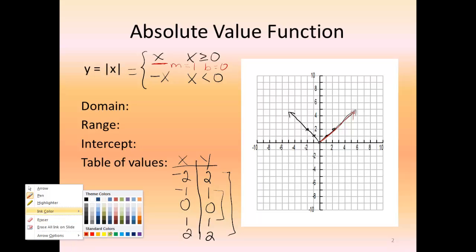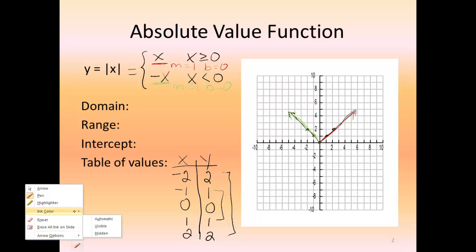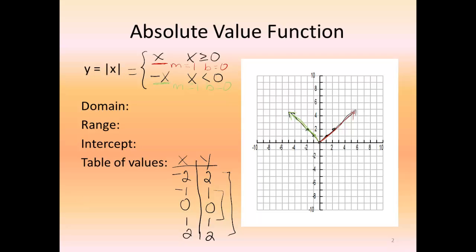In the same manner, I can take y equals -x, which is a line with a slope of -1 and a y-intercept of 0, and that's this left-hand side where the x values are negative. So the absolute value graph is made up of two lines that meet at (0, 0), one with a slope of 1, one with a slope of -1.